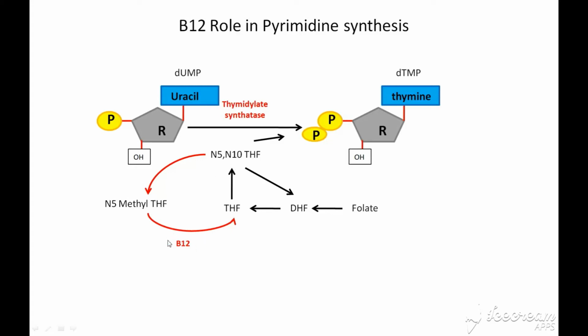Okay, so what is vitamin B12's role in this process? Well, sometimes N5-N10 tetrahydrofolate can acquire a methyl group and become N5-methyl tetrahydrofolate, and of course this becomes useless in the body. So it's vitamin B12's job to take that extra methyl group and convert N5-methyl tetrahydrofolate to tetrahydrofolate. Tetrahydrofolate is then converted back to N5-N10 tetrahydrofolate, and that maintains adequate levels of N5-N10 tetrahydrofolate. So as we can see, vitamin B12 is very important in pyrimidine synthesis.